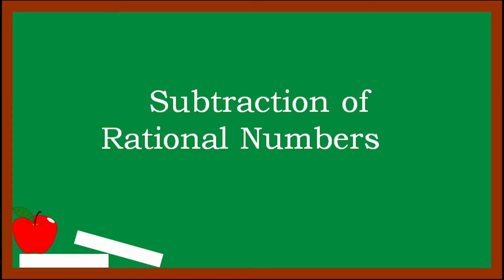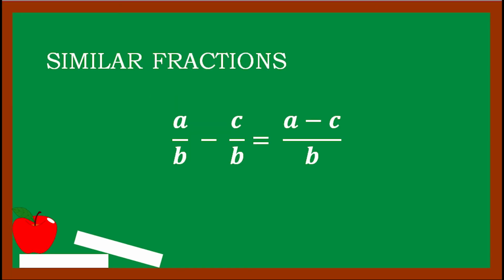Now, in subtraction, we have A over B minus C over B is equal to A minus C all over B pag similar yung fractions.